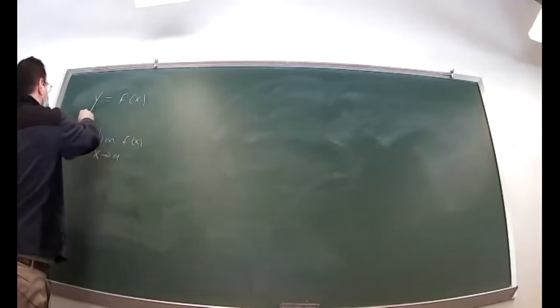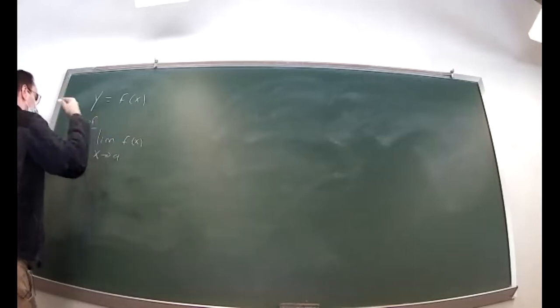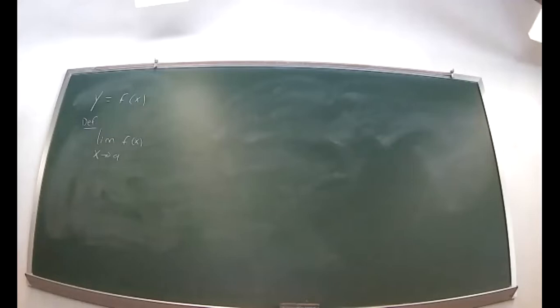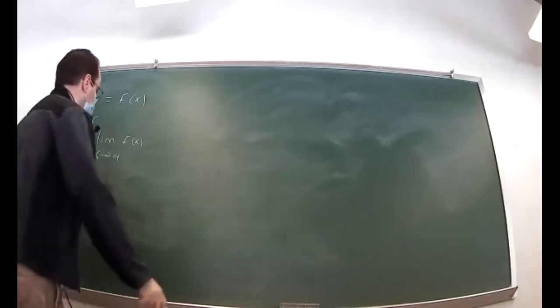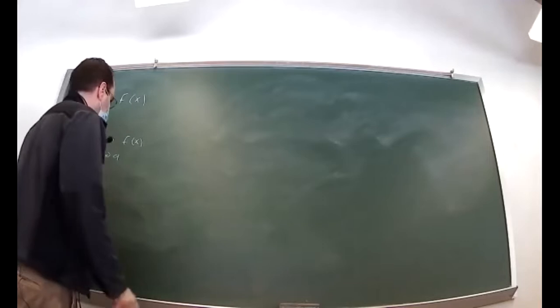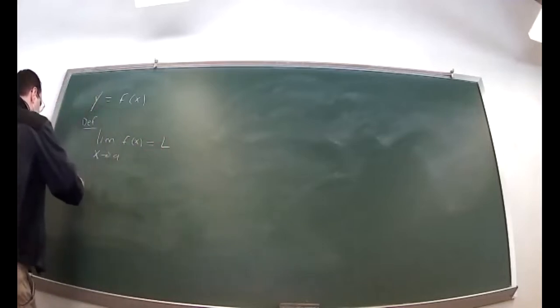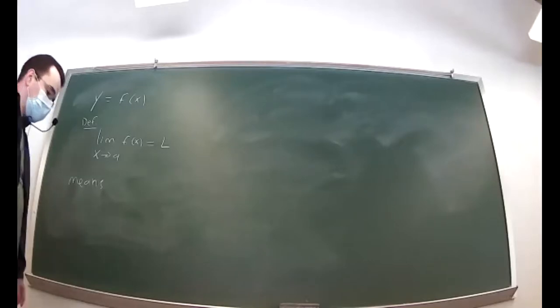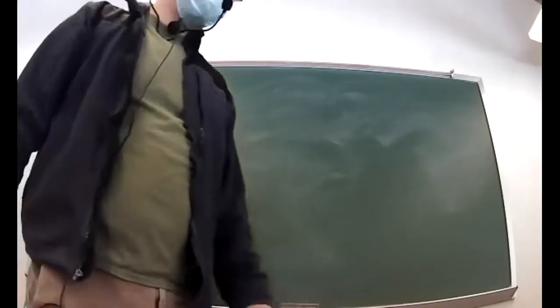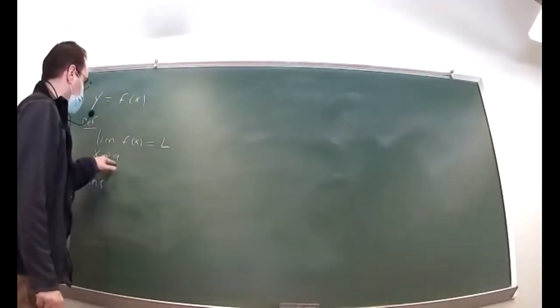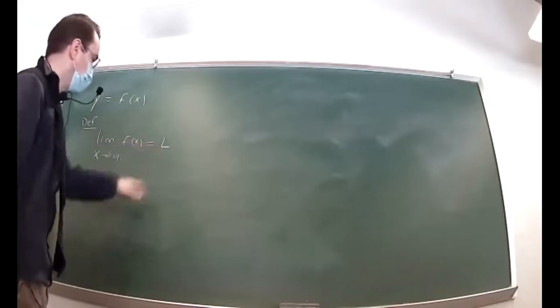So this is going to be a definition. This is section 2.2 of the book if you want to follow along or study along. We say the limit of a function f of x as x goes to a is equal to L. This means intuitively that whenever x is very close to a, f of x is very close to L.